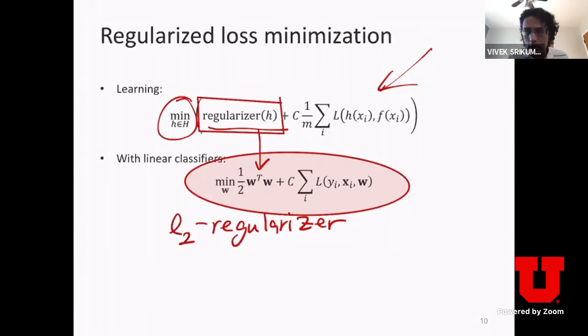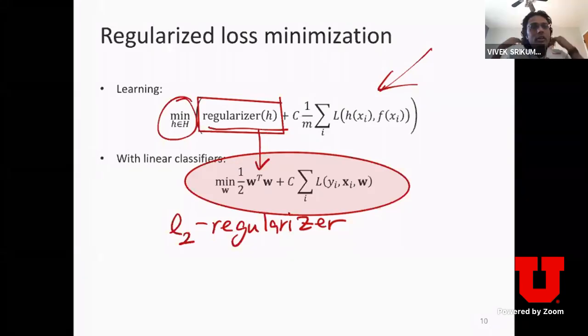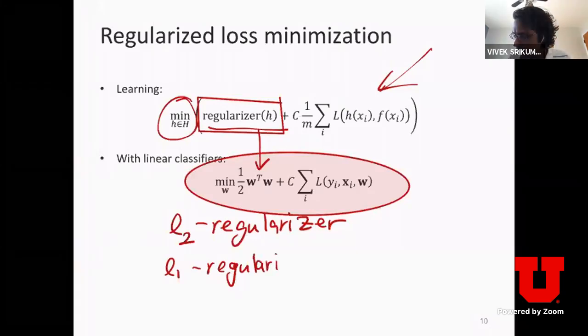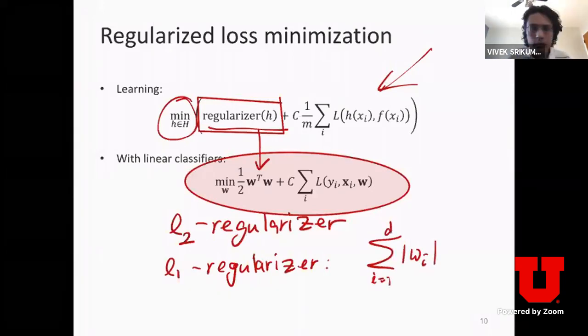So do we choose the regularizer or is it standard based on the hypothesis space you're working with? Often the regularizer is just chosen for you. If you're using a linear classifier, the most common regularizer is this L2 regularizer that's on the screen right now. But there are other regularizers that exist. The L1 regularizer is simply the sum of the absolute values of all the weights. So if your weight vector has D elements, the L1 regularizer is simply the sum of the absolute values of those D elements, and so on.